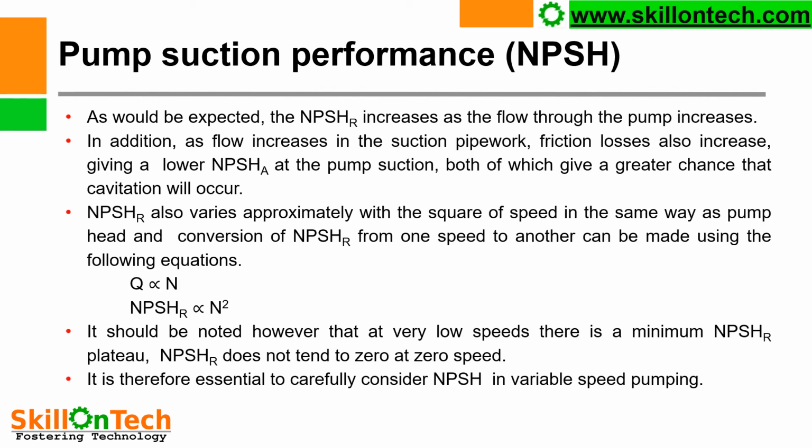As would be expected, the NPSH-R increases as the flow through the pump increases. In addition, as flow increases in the suction pipe work, friction losses also increase, giving a lower NPSH available at the pump suction, both of which give a greater chance that cavitation will occur. NPSH-R also varies approximately with the square of speed in the same way as pump head, and conversions of NPSH-R from one speed to another can be made using the following equation. Q is proportional to N. NPSH-R is proportional to N square.